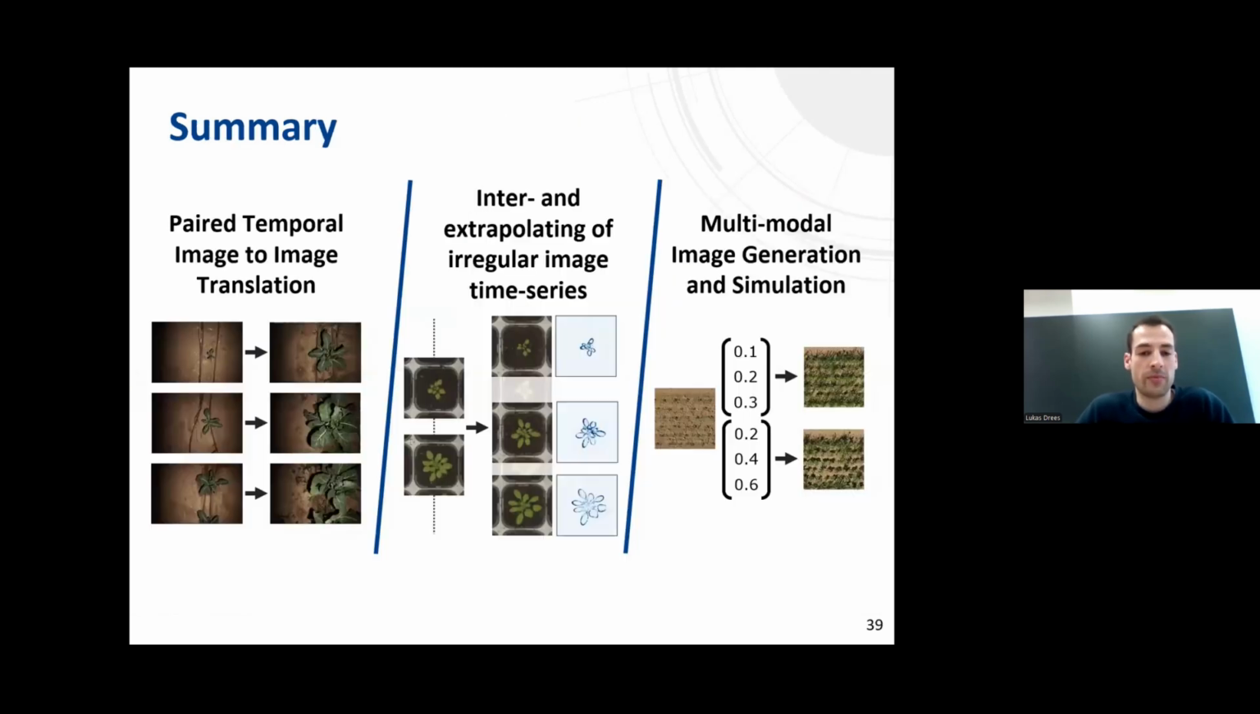And with this, I would like to wrap up. So in the first part, I've showed you a paired temporal image-to-image translation with just one input image and no factors of influence included into the model. Then we extended this approach to a time series approach, where we generated out of a sequence of images, arbitrary output images, and predictive variability. And in the end, we did a multimodal image generation, and we were also able to do very interesting simulations, which could be helpful for farmers in the future.